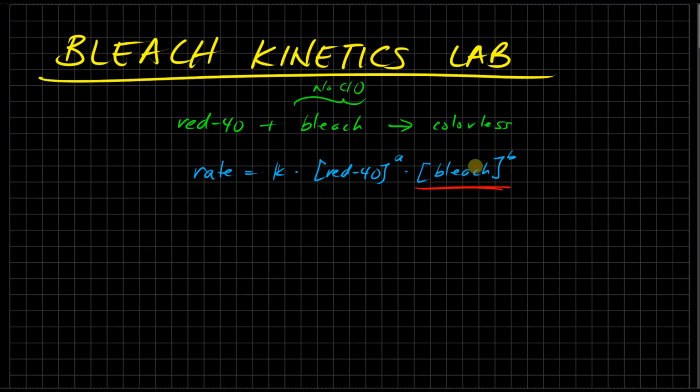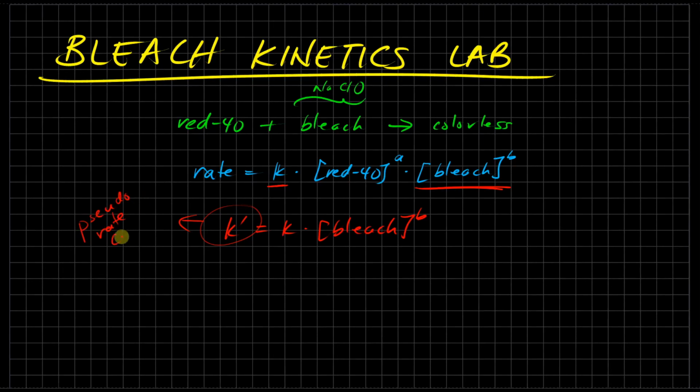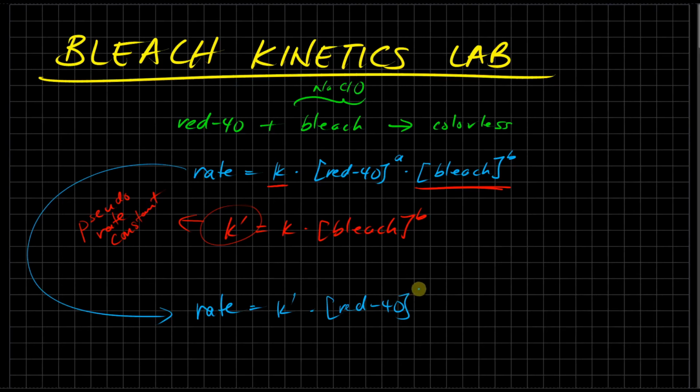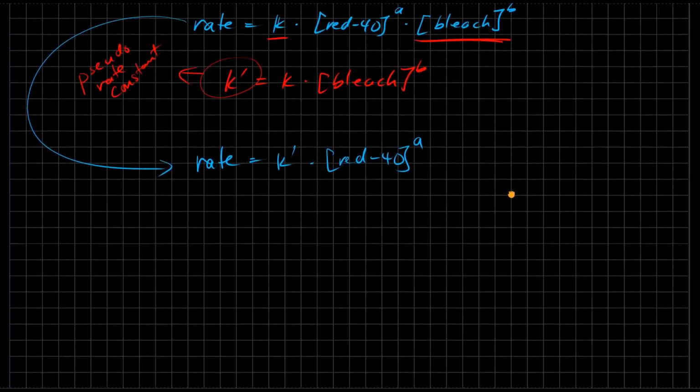So if the bleach concentration is constant and K is constant, we can group these two things together into a single constant we're going to call kappa prime. So if we group K and bleach to some power, we're going to call it a new constant, kappa prime. This will be a pseudo rate constant. It's not really a rate constant, but to help us analyze this rate law further, we're going to group those things together. So then we can rewrite our rate law in terms of this pseudo rate constant kappa prime like this. And that way we can only focus on red 40, at least for the beginning.